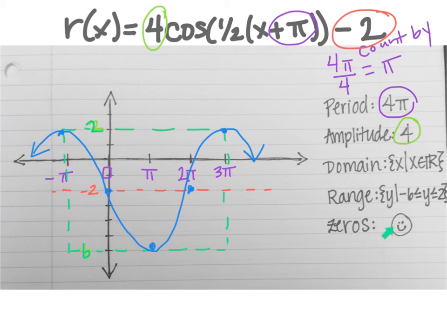So I don't want you to write no zeros since they do occur, but I don't want you to worry about having to find these zeros when they don't fall on one of our 5 points that we labeled our axis with.